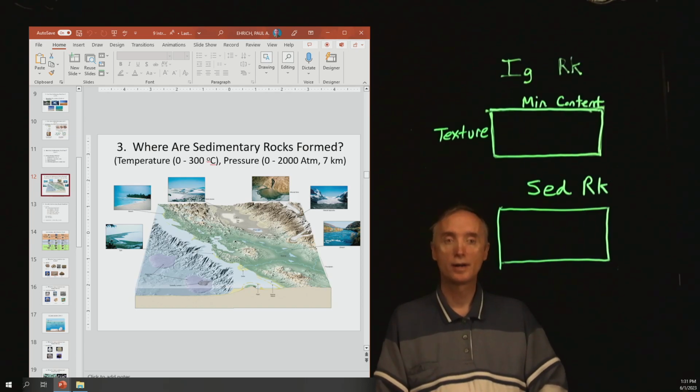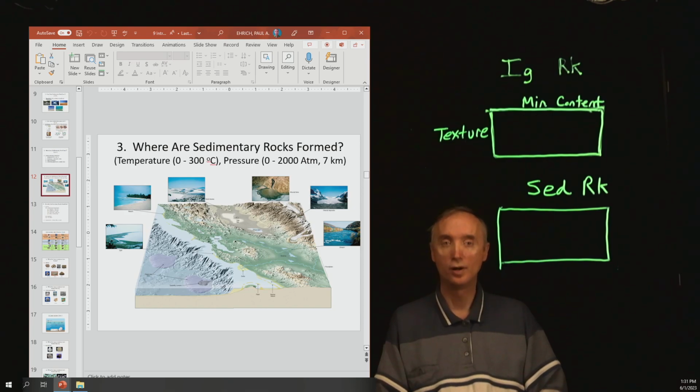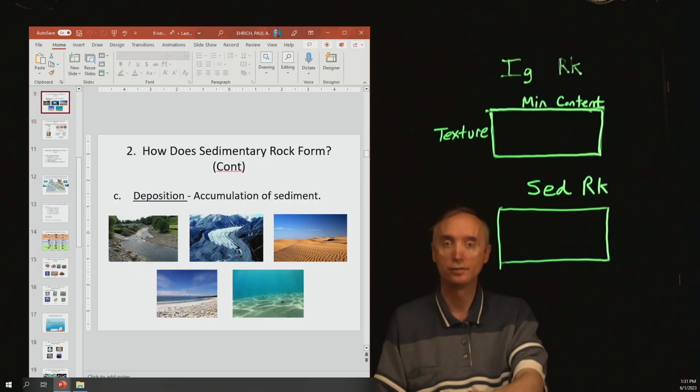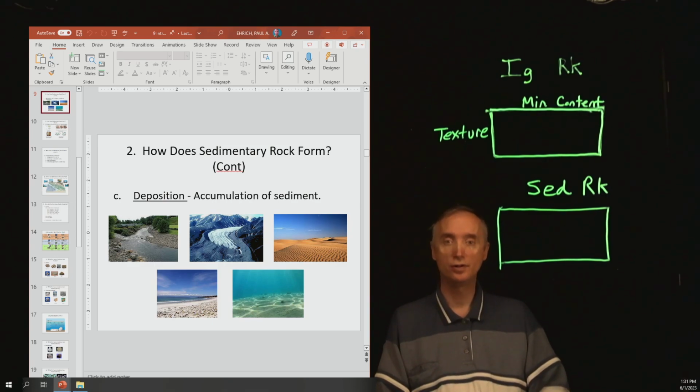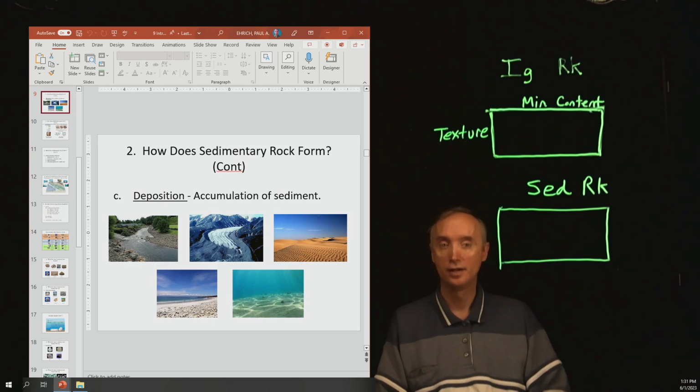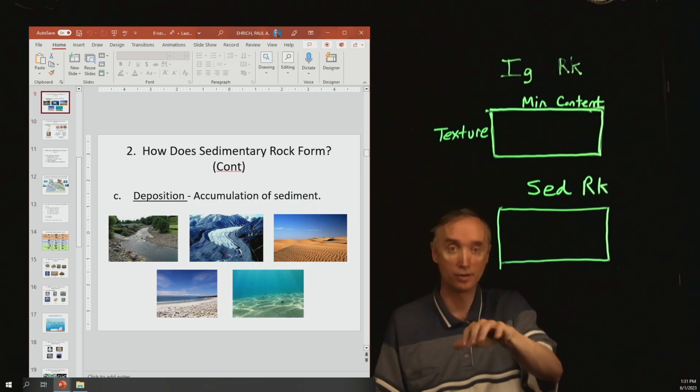Okay, so now let's talk about sedimentary environments. Where are you going to find sedimentary rocks? Well, it's going to be any place that you accumulate sediments. So if we go back to a previous slide here, we said that sediments could accumulate in a river. They could accumulate in front of a glacier. They could accumulate in a desert. They could accumulate on a beach. They could accumulate underwater, like a lake or an ocean where materials are accumulating on the bottom.